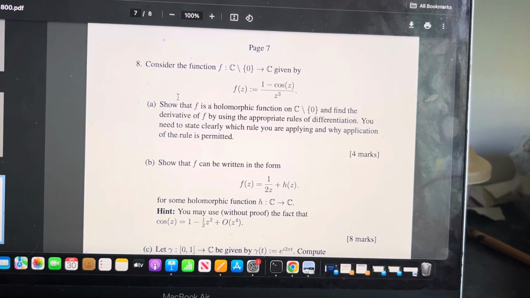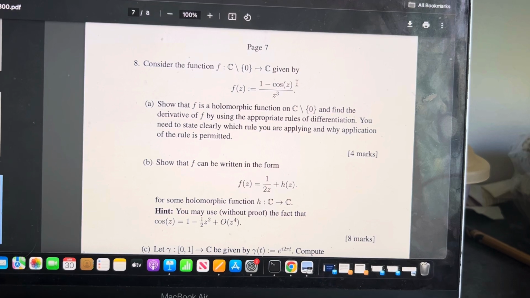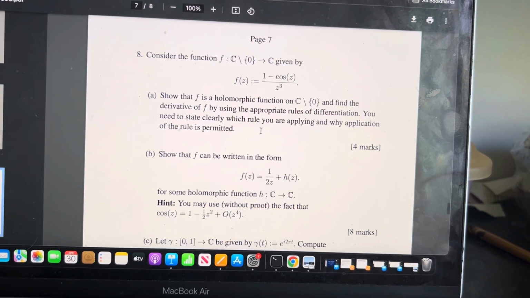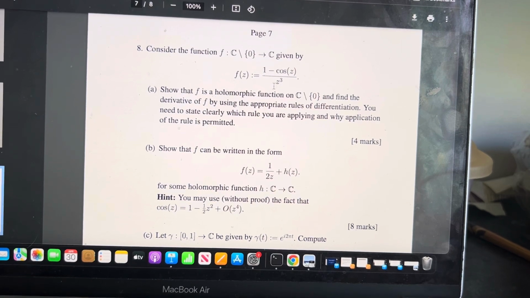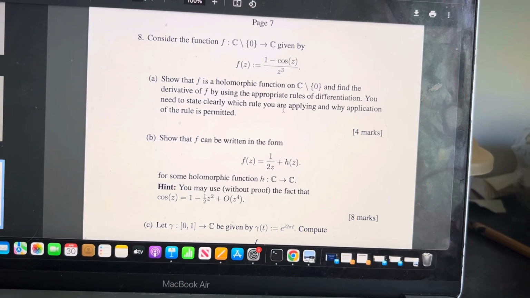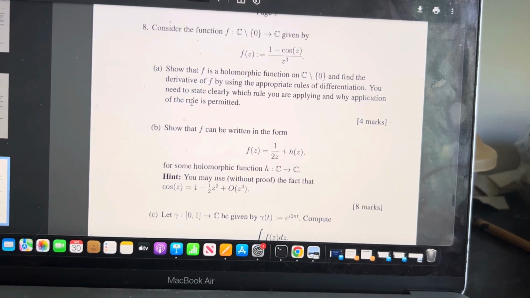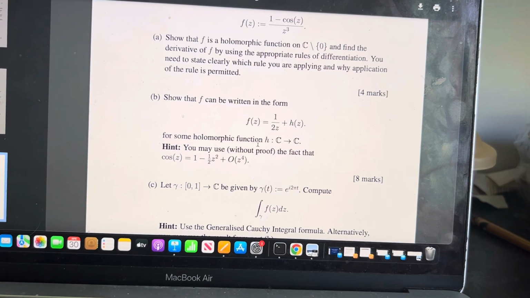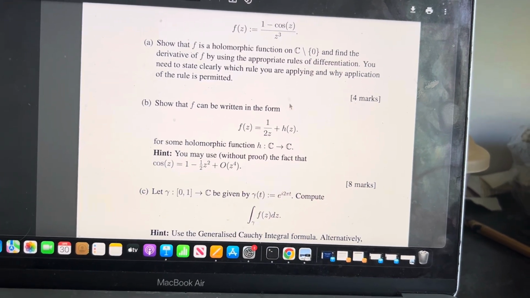Okay, let's see what we got here. Showing that it's holomorphic, that's not too bad. Yeah, cool. Yeah, because z cubed doesn't equal 0 when z equals 0, so that's just fine. Find the derivative as well, fair enough, just quotient rule. I showed that f can be written as 1 over 2z. Okay, just substituting in, then simplifying, I imagine.